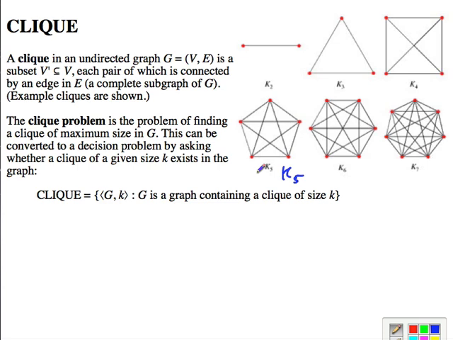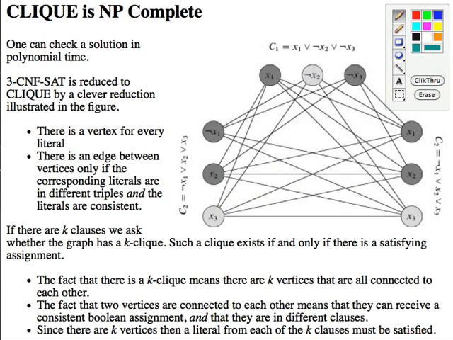We can turn this optimization problem, finding the maximum, into a decision problem asking, does the graph have a clique of size k? So that's what the problem CLIQUE is. It is easy to check a solution to clique in polynomial time, given a certificate that consists of the proposed vertices. You just check that they're all connected to each other.